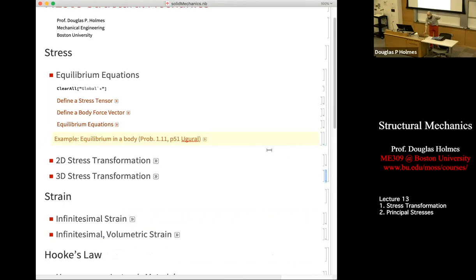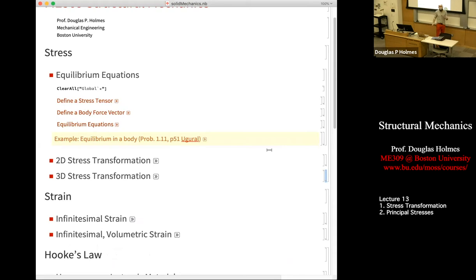Okay, cool. So here we are, Mathematica. To solve this problem, it's really straightforward. We need to take the divergence of our stress tensor and solve 3 equations simultaneously. The divergence is going to give us 3 equations, and our unknowns are going to be f of x, f of y, and f of z.